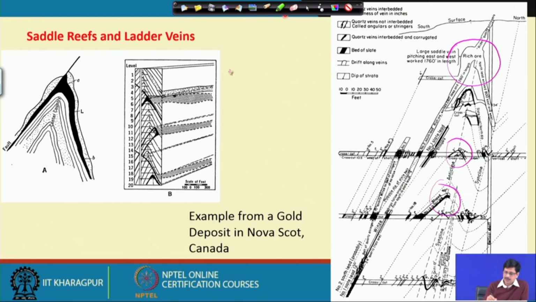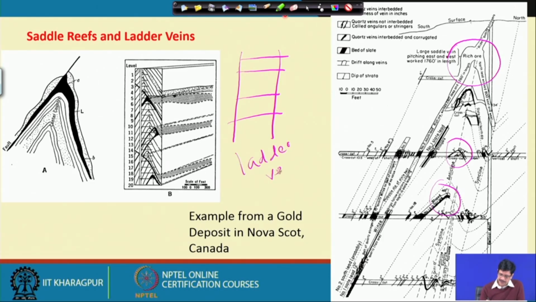And there are situations where the fractures look just like a ladder. They have been filled up by fluid and there has been mineralization, so they are known as the ladder veins.